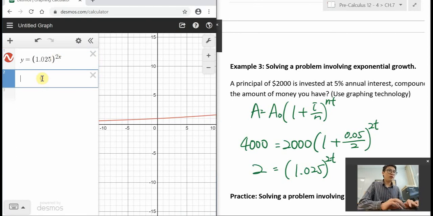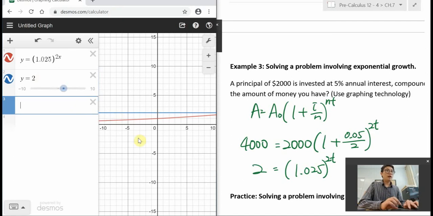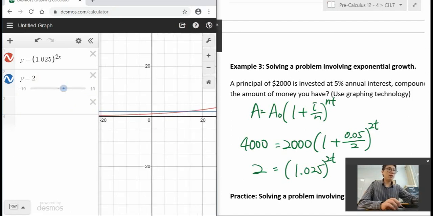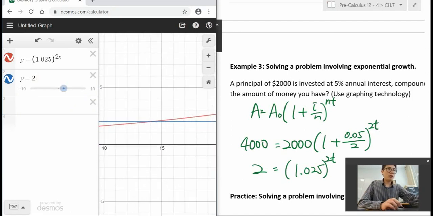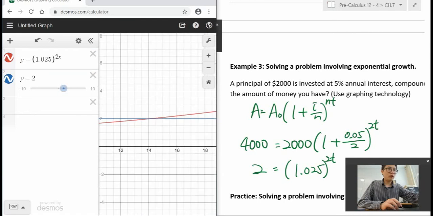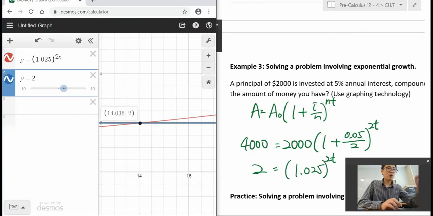And then we want this to equal 2. So you want y equals 2 as your second function. And now all you need to do is find the point of intersection, which is right here. You can just, again, double click on the graph. It'll show you the x value right there when y equals 2, or when they intersect at 2. So you can see, in this case, t is equal to 14.036. So approximately 14 years, your amount will double, in about 14 years.